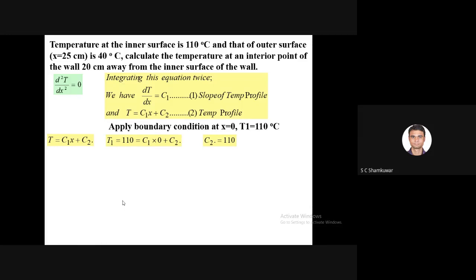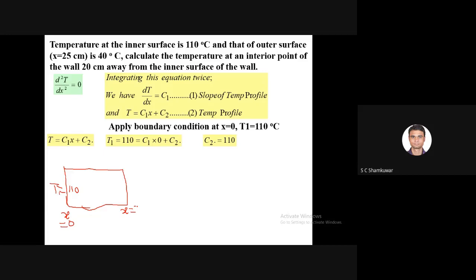So likewise, we can use the second boundary condition. Can you tell me what the second boundary condition is? Anyone? Can anyone tell me the second boundary condition? X equal to 25 and T equal to 40 degrees Celsius. Yes, suppose x is equal to 0, the temperature T1 is how much? 110.